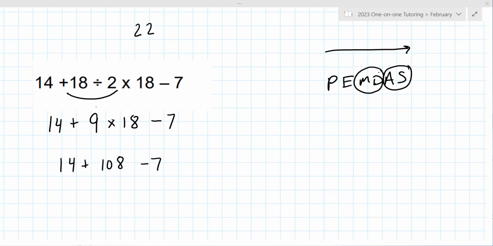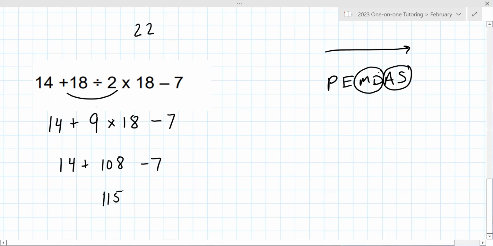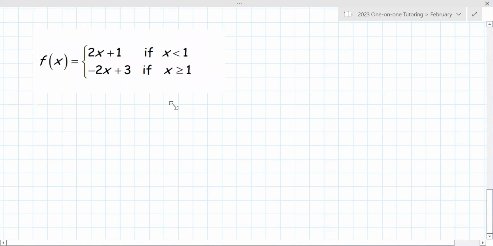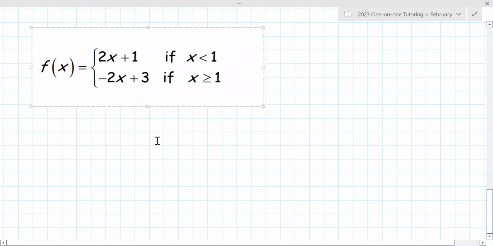That's 115. It is 115. Very good. All right, so our brief diversion into order of operations is over. We're going to go back to piecewise functions. Okay, so here's another piecewise function.